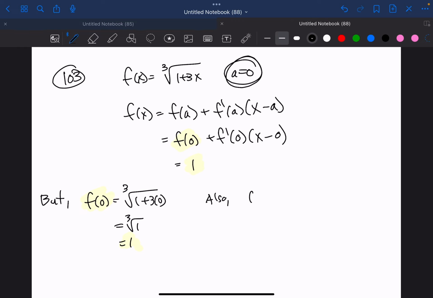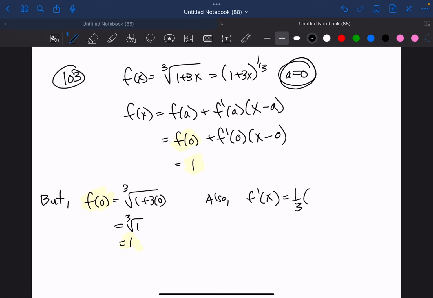Also, you find that the derivative, because this is just stuff to the 1/3, this derivative is 1/3 stuff to the -2/3, but you have to do the chain rule, and you end up getting a 3 that pops out. So this should just be 1 over 1 plus 3x to the 2/3, right? Okay.